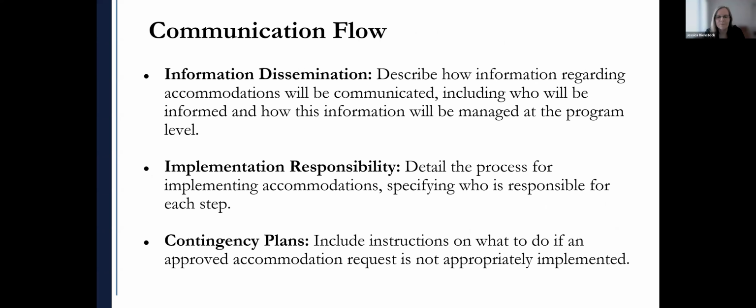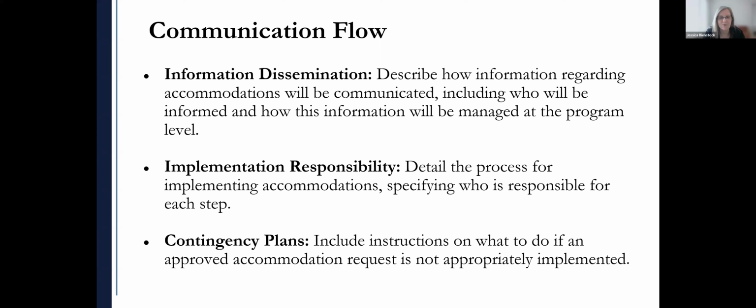We know from research that fear of bias and stigma are major reasons why people don't disclose a disability. Another big barrier is simply not knowing what will happen to their information once they do. That's why transparency around communication is so important. Disability policies should clearly explain how information about accommodations is shared, who's informed, what information is shared, and just as importantly, what isn't. How is that information managed at the program or institutional level?